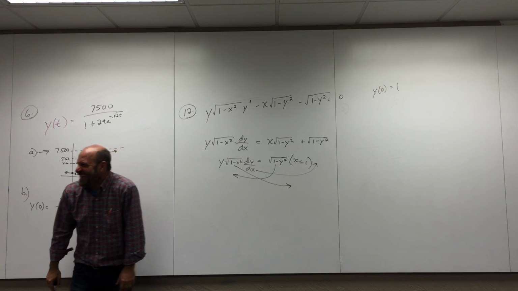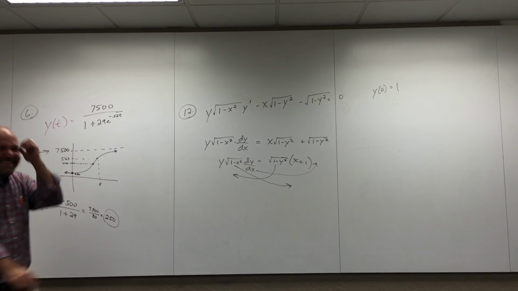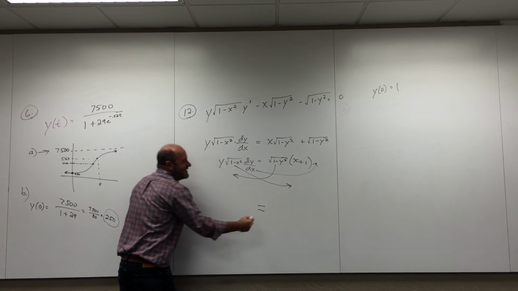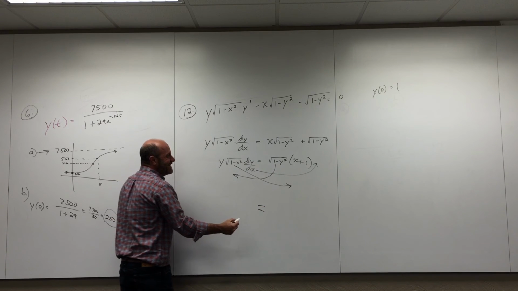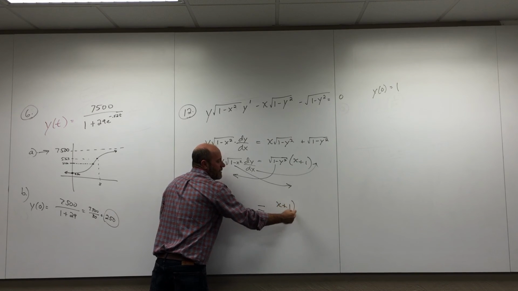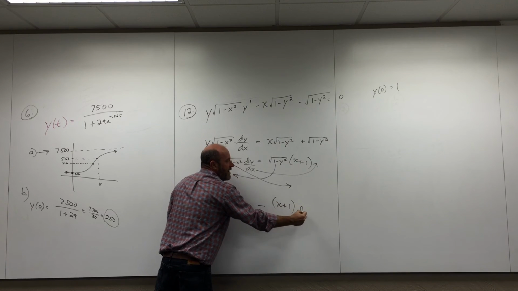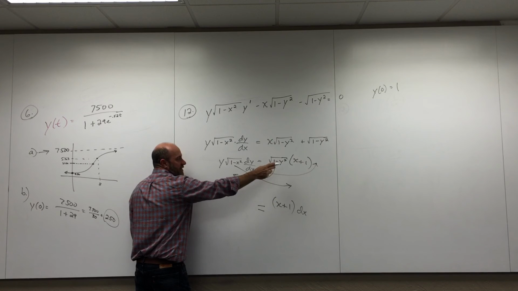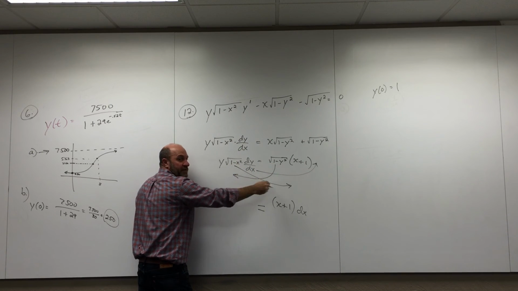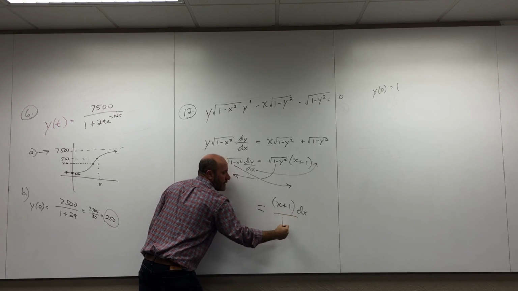So y over square root of 1 minus y squared. It is sort of clear. What's going on? So this x plus 1, that's staying there. The dx is coming up there, and then what else is going over there? The square root of 1 minus x squared. That's in the denominator, right?